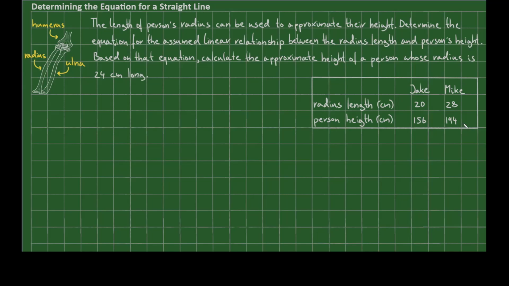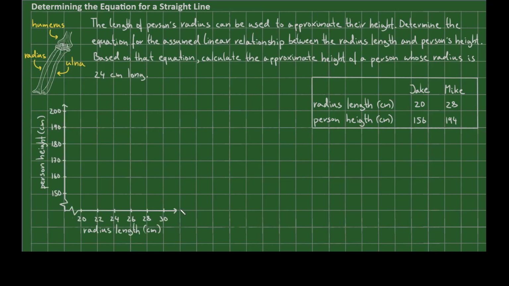These ordered pairs represent coordinates that we can plot on a graph. What will go on the x and what will go on the y-axis? We want to use the radius length to approximate a person's height. We are saying, or we are assuming, that the person's height depends on the radius length. Therefore, the radius length will go on the x-axis and the person's height will go on the y-axis.